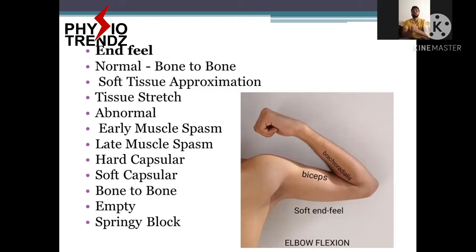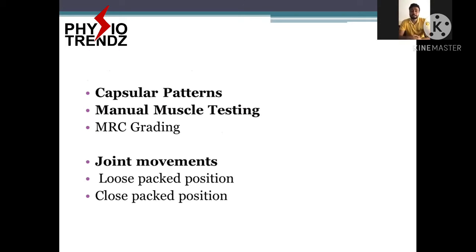Empty end feel means the stopping of the movement or range of motion because of the patient's pain. Whenever you are not getting an actual end feel while performing the passive movement, but the patient says no to any extra range of motion because of pain, that is called empty end feel. Next part is capsular pattern. We have to find out whether the capsular patterns are normal in all directions, because as I told you, if capsules are tight, it can reduce the range of motion of the joint.